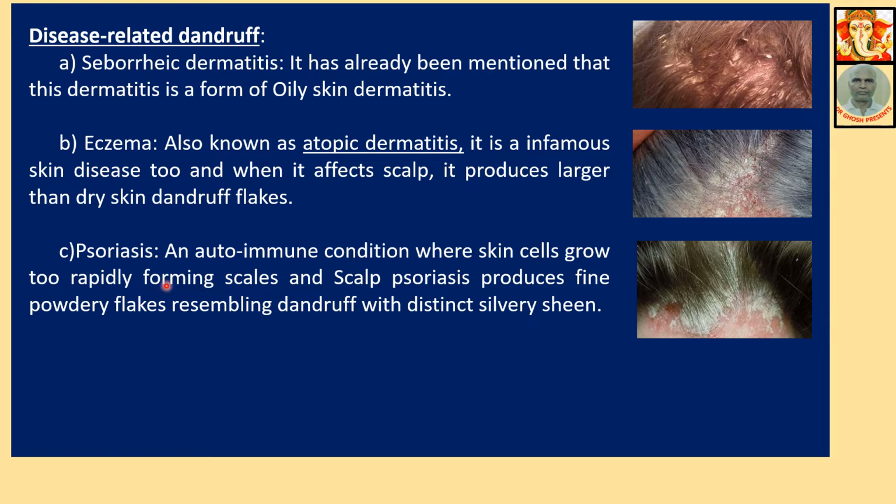And psoriasis, an autoimmune condition where skin cells grow too rapidly, forming scales, and scalp psoriasis produces fine powdery flakes resembling dandruff with a distinct silvery sheen. Look at this.